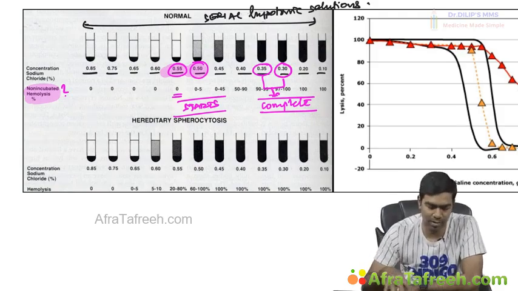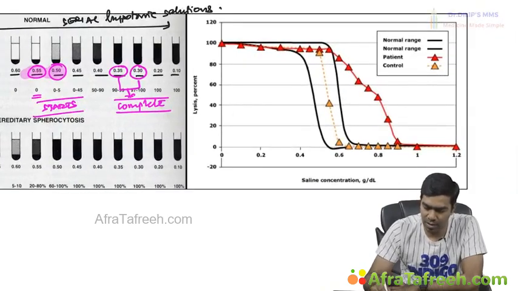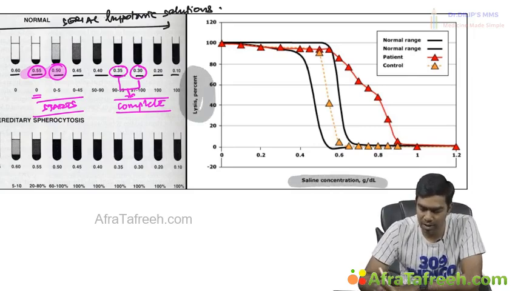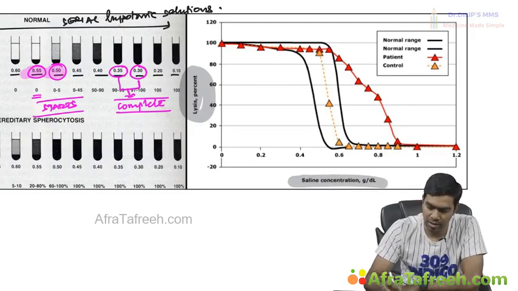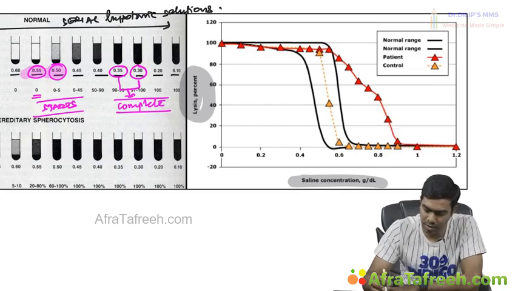So this is the idea, and you can plot this in a graph. You can see the graph: here you put the percentage of hemolysis, and here you take the saline concentration. You can see this is the normal range. You can see this is what happens. So I can put the normal range over here.